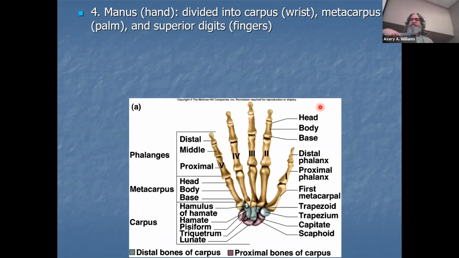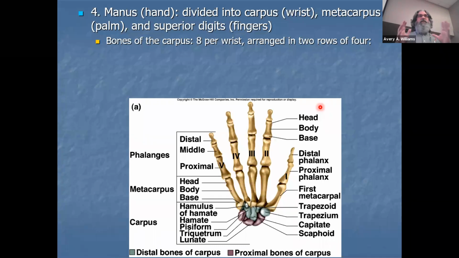All right. So after the forearm is the hand, or the manus. In anatomy, we call the hand the manus. Okay, the manus is divided into three groups. There's the carpus, metacarpus, and then the distal digits or the fingers, the phalanges. The carpus has carpal bones, and the metacarpus has metacarpal bones, etc.